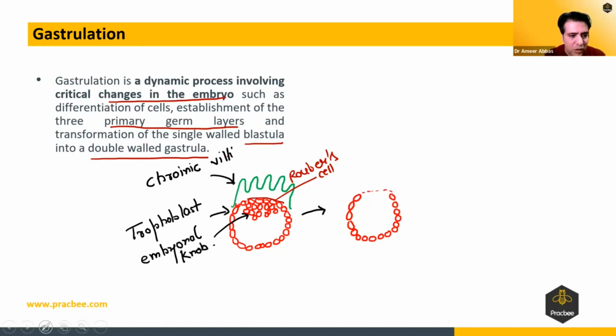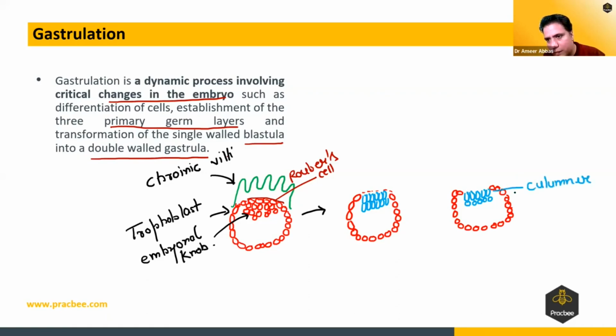Okay, so what exactly happened to the embryonal knob? The embryonal knob has arranged into a disc-like structure like this. They were scattered before, and now they have arranged into a disc-like structure. They have settled on one point. Some of these embryonal knob cells will be columnar shaped and some will be cuboidal. This is columnar, cuboidal.